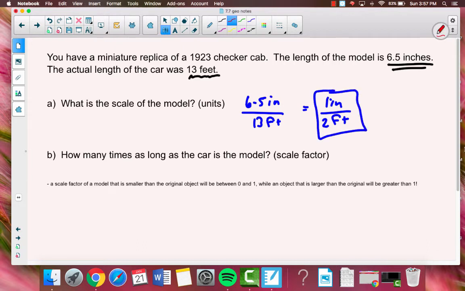Now in part B, this is where it gets a little bit different. When it says how many times as long as the car is the model, it's kind of worded a little weird. Basically, they're asking you how much larger or smaller is the model. So they're asking for the scale factor.